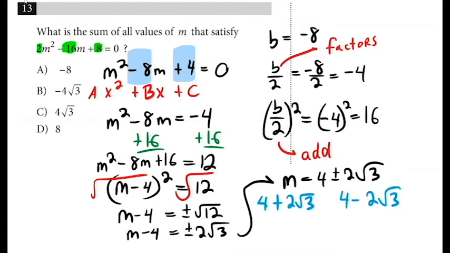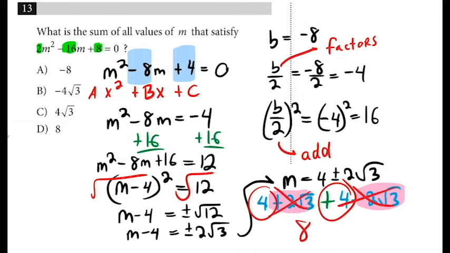And what we're doing is adding those two. So what will happen here? 2 root 3 minus 2 root 3 totally cancels away, leaving us with 4 plus 4, which is 8. And the answer for number 13 is D.